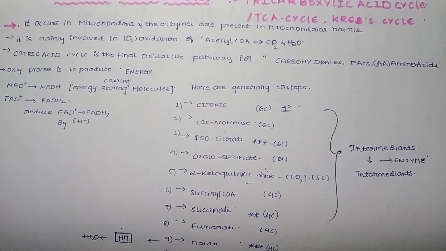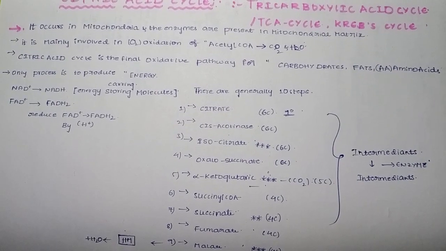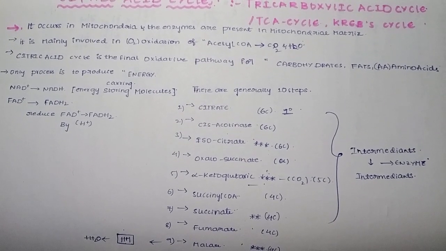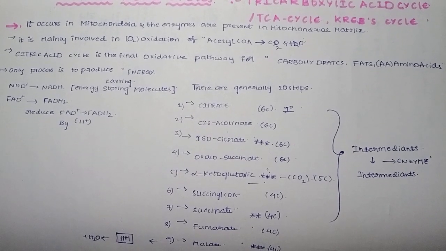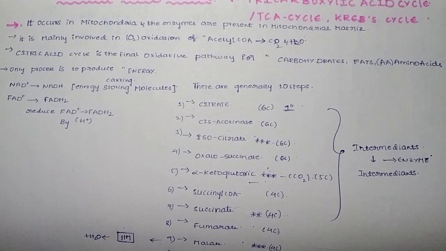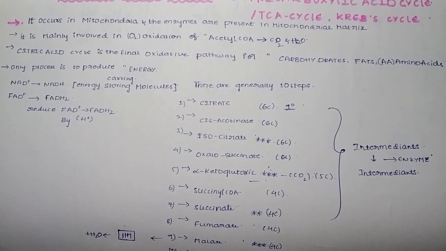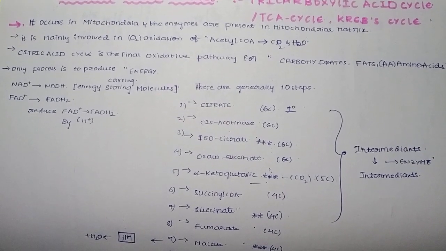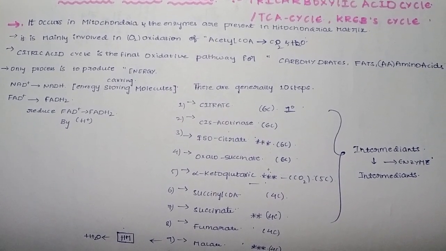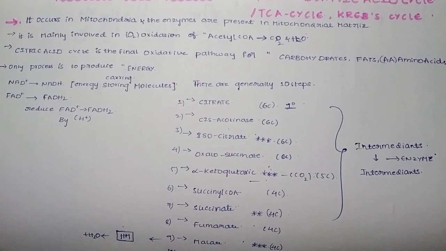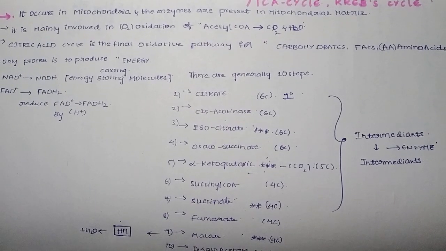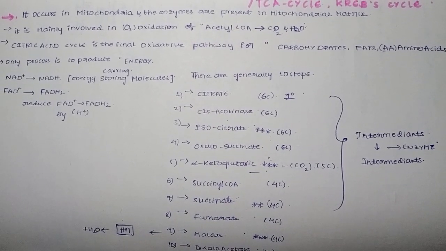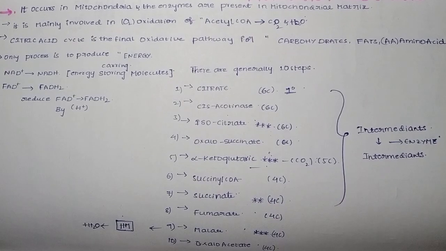The only purpose of the process is to produce energy, and while we are getting energy, we need energy carriers, right? The energy carriers are the most important thing. So in this, NAD+ gets converted to NADH, and FAD gets converted to FADH2, and there are generally 10 steps in the citric acid cycle. So this is the introduction about the citric acid cycle.